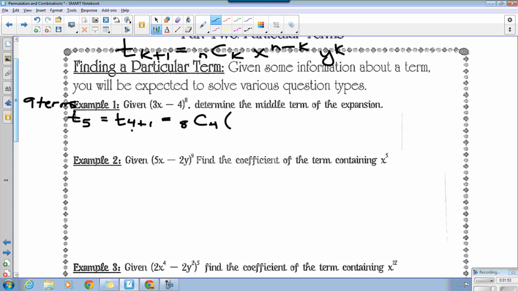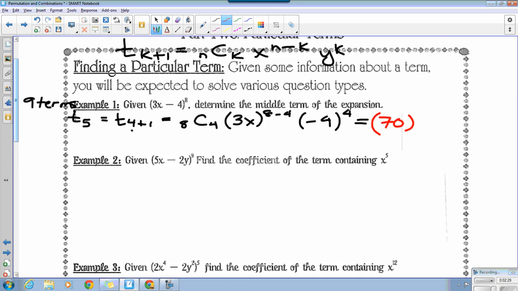The first term in this expansion is 3x, and the exponent on here would be 4, or 8 minus 4. So I'll just write it so we know where that's coming from, but that does simplify to 4. The last term in there is a negative 4. Remember that sign is important. So the negative 4 raised to the k power, which is 4. So now it's a matter of just crunching some numbers. What is 8 choose 4? 70.